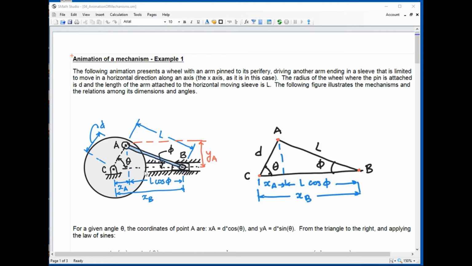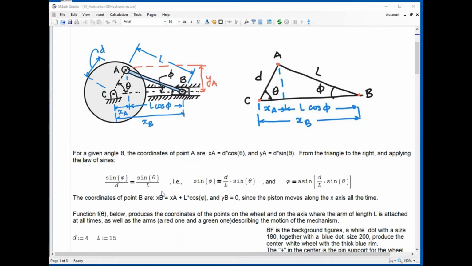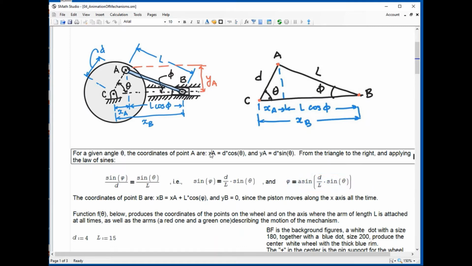And so we have a triangle ABC that we can illustrate this way, which would allow us to calculate the position XA as simply D cosine theta, and the position of XB as XA plus L cosine phi, phi being the angle right here. And using the law of sines, we have this relationship that allows us to calculate the angle phi in this way.